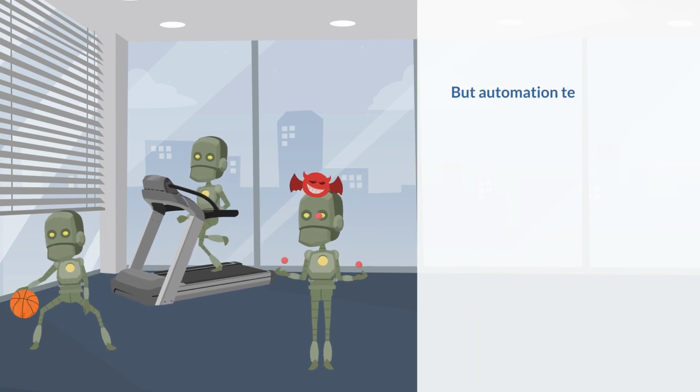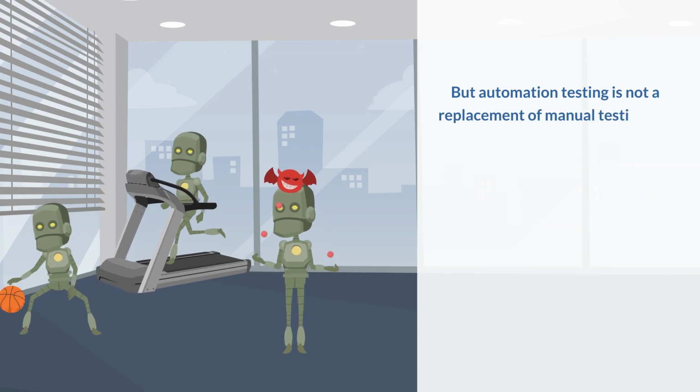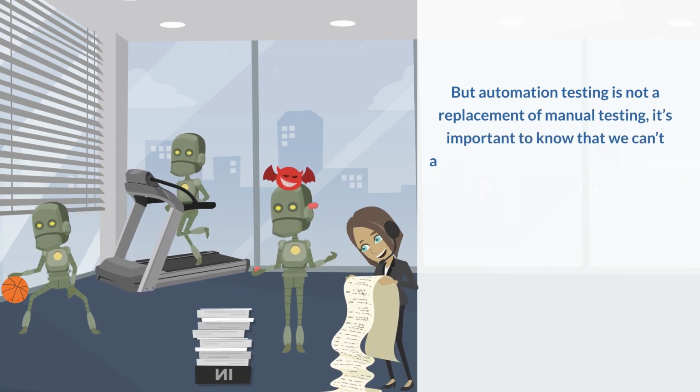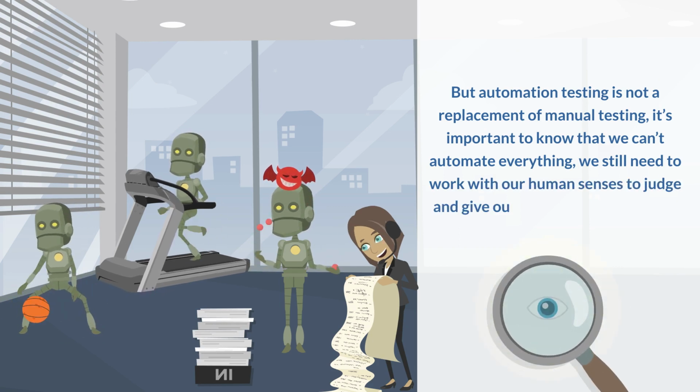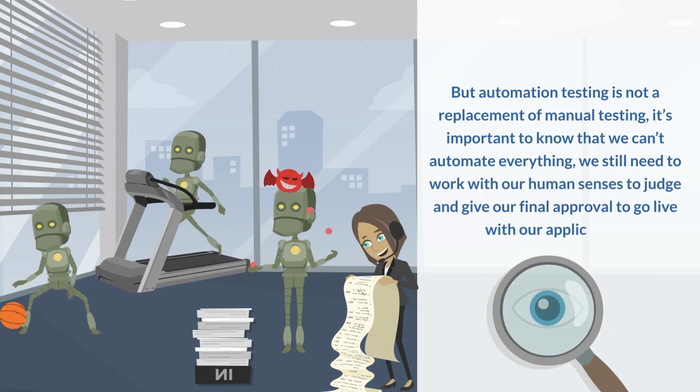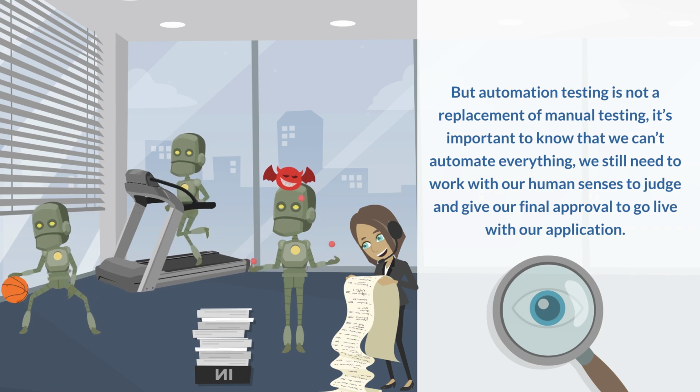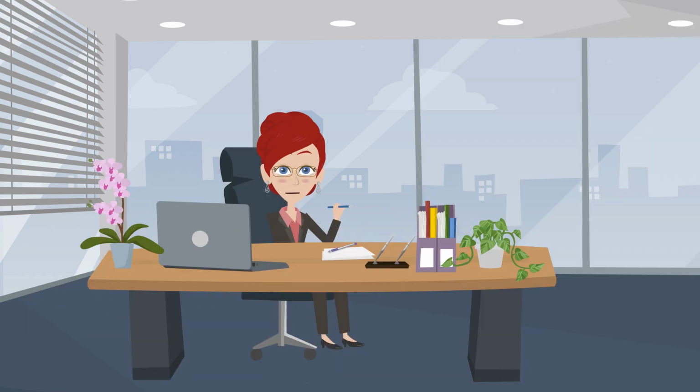But automation testing is not a replacement of manual testing. It's important to know that we can't automate everything. We still need to work with our human senses to judge and give our final approval to go live with our application. At this point, we hope you enjoyed our video. See you next time with another advanced video about manual and automation testing approaches. Each one has its own fingerprint, so don't stick to only one.